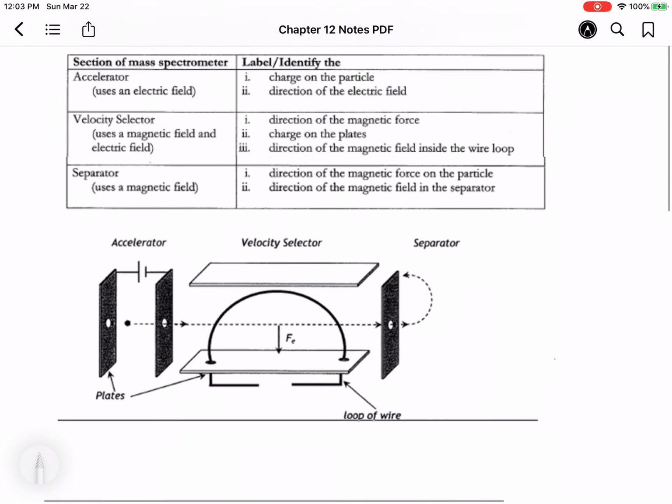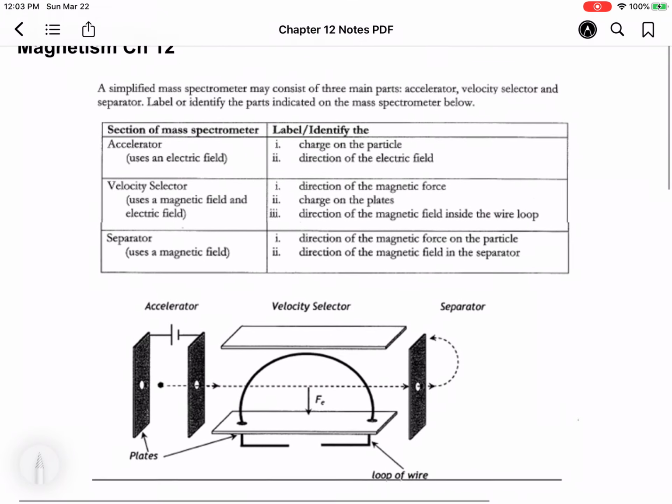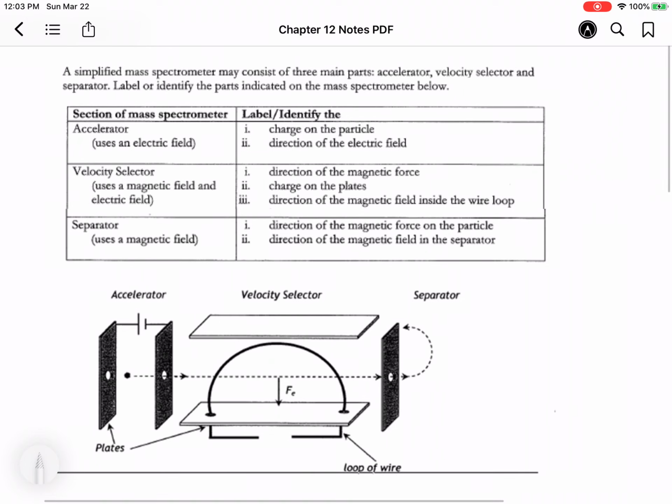Okay, so let's look at one of these mass spectrometers built up. A simplified mass spectrometer consists of 3 parts: the accelerator, where we get the particles to a certain velocity, the velocity selector, and the separator. We're going to label and identify the parts indicated, starting with part 1.